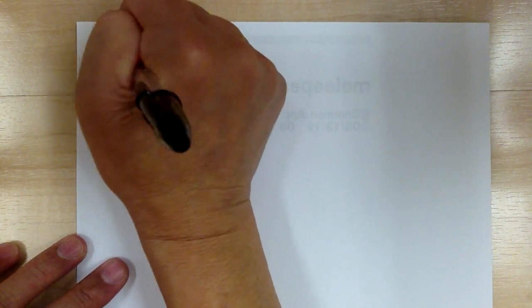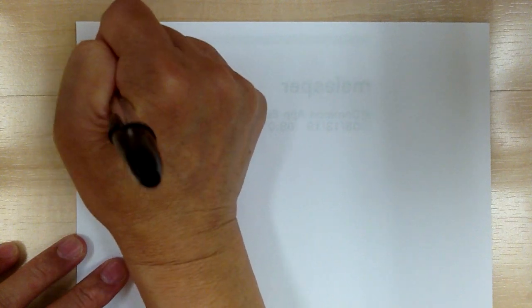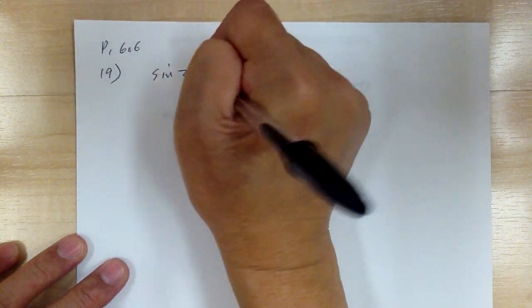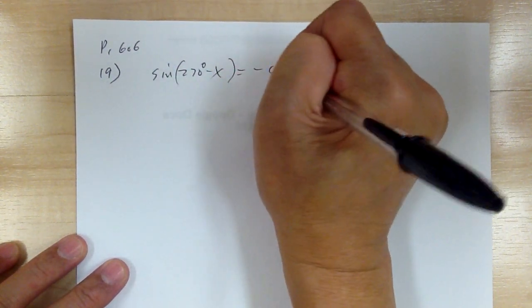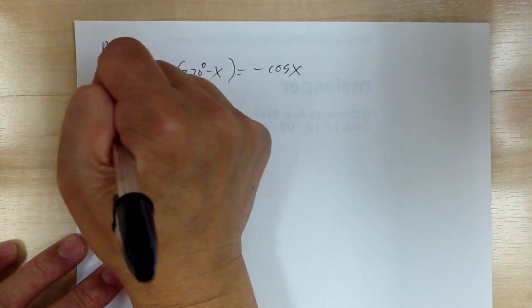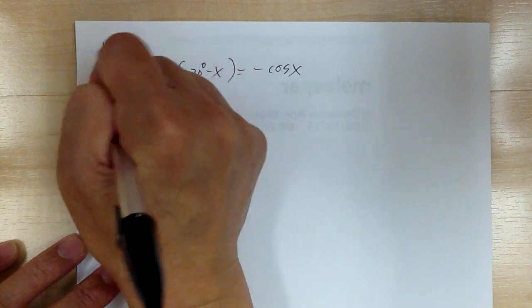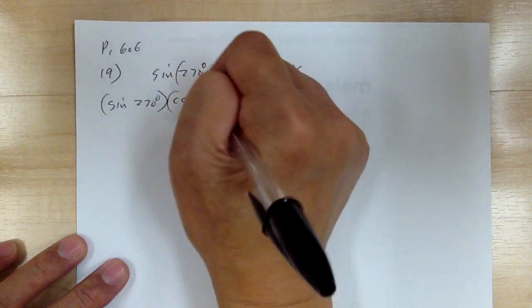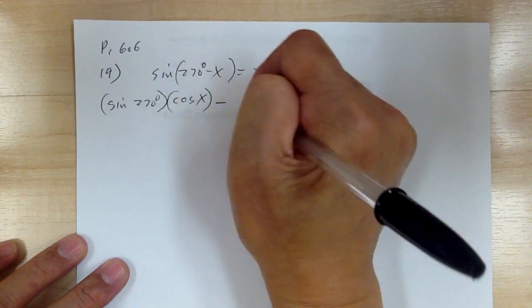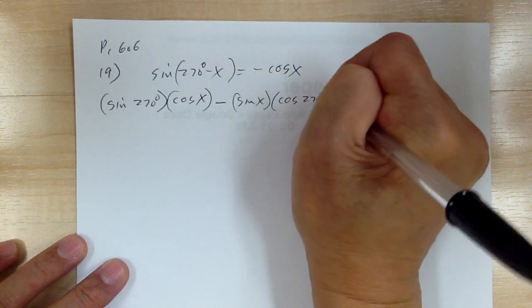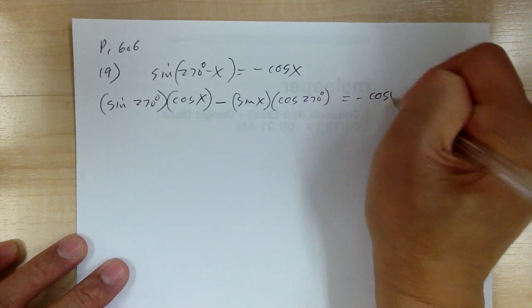Okay, let's go to 19. You've got sine of 270 degrees minus x is equal to negative cosine of x. You can keep this side the same and expand that one. So you're going to get sine of 270 degrees cosine of x, minus sine of x cosine of 270 degrees, equal to negative cosine x.